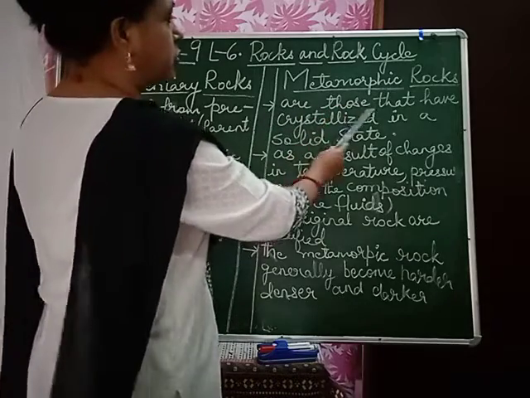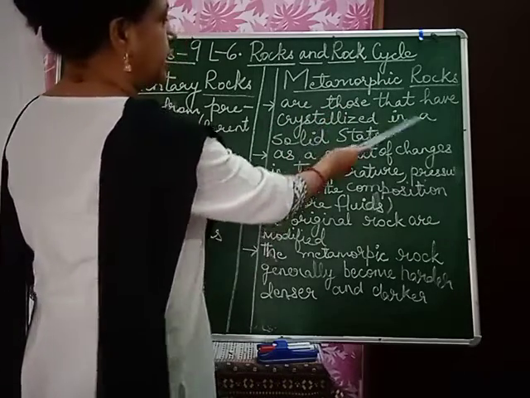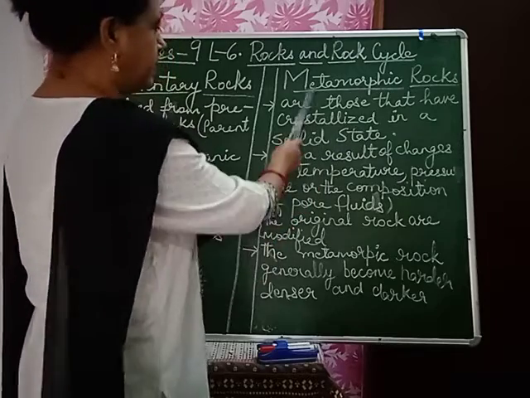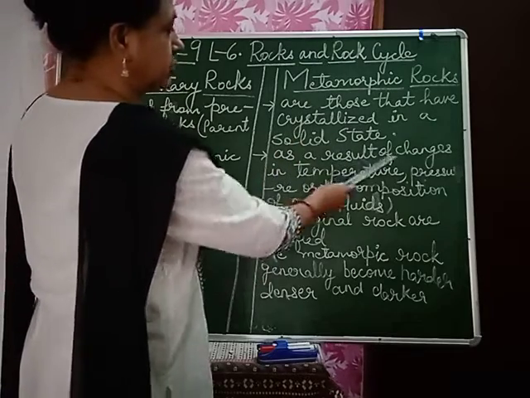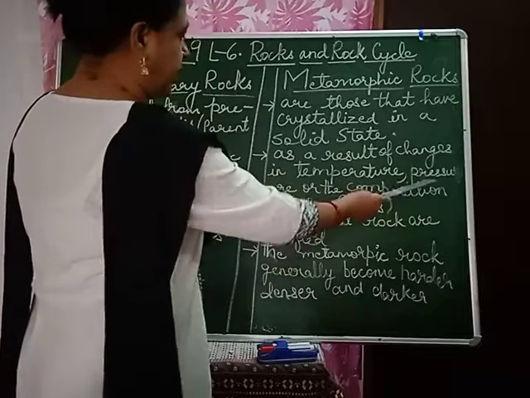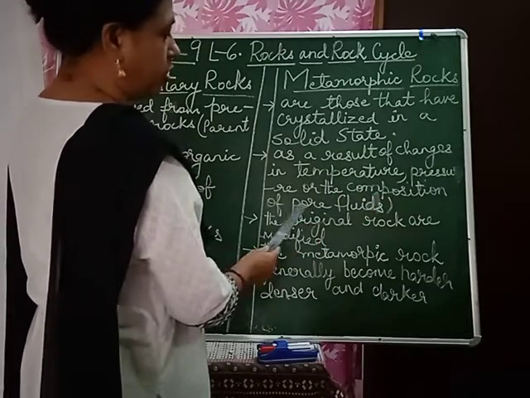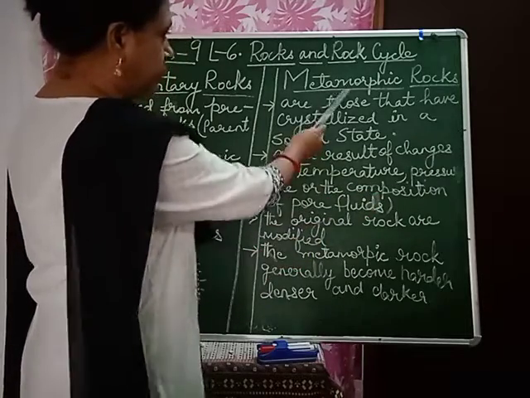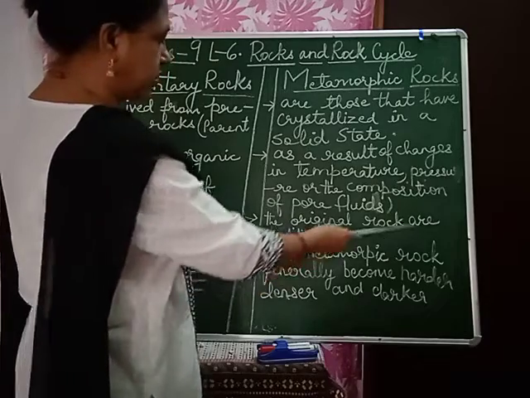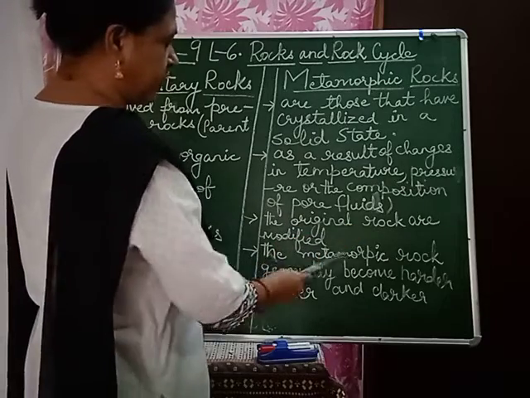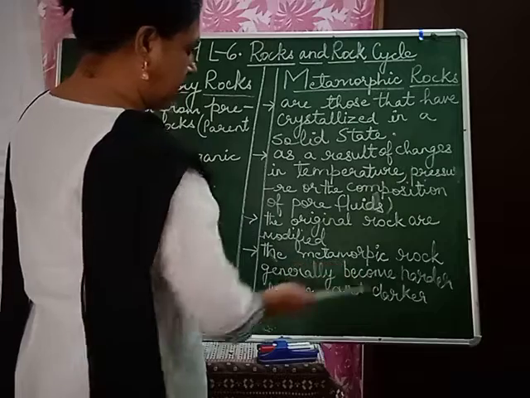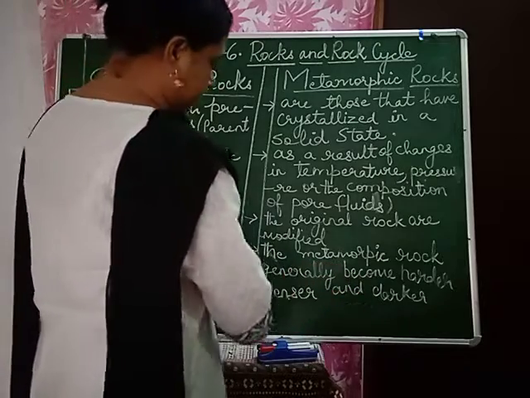Metamorphic rocks are those rocks that have crystallized in a solid state as a result of change in temperature, pressure, or the composition of pore fluid. In metamorphic rocks, the original rocks are modified. The metamorphic rocks generally become harder, denser, and darker.